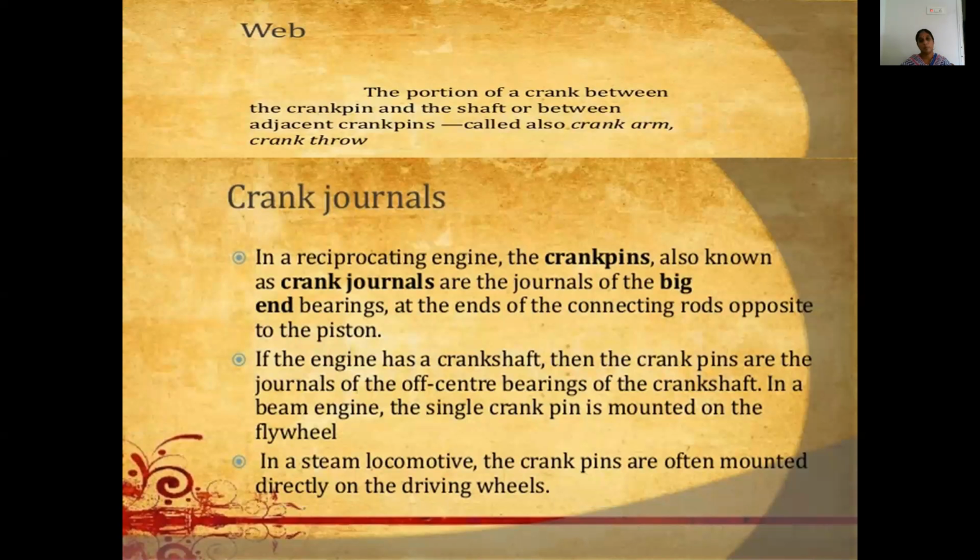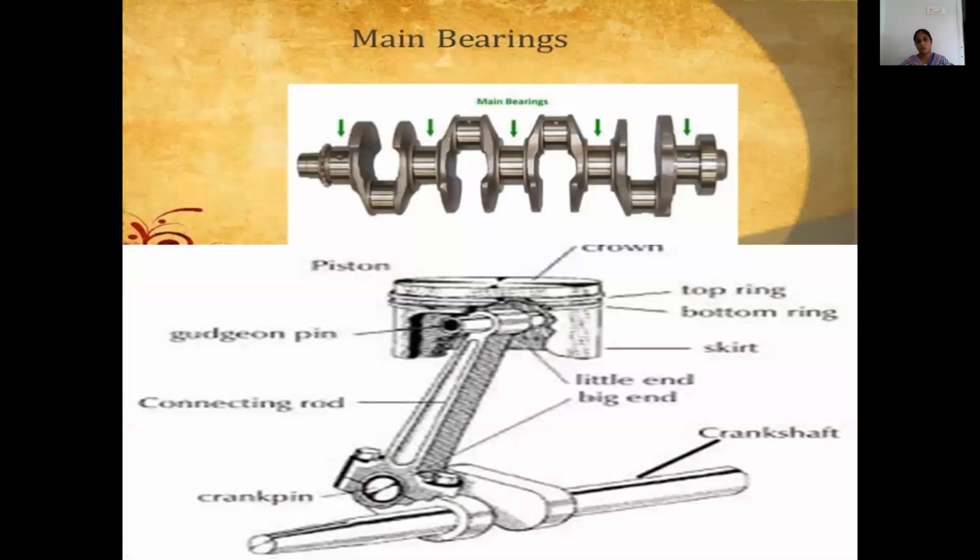Okay, next, web. The portion of a crank between the crank pin and the shaft, or between adjacent crank pins, is called the web or crank arm. Okay, crank journals. In a reciprocating engine, the crank pins are also known as crank journals, or the journals of the big end bearings at the ends of the connecting rod. These are the main bearings.